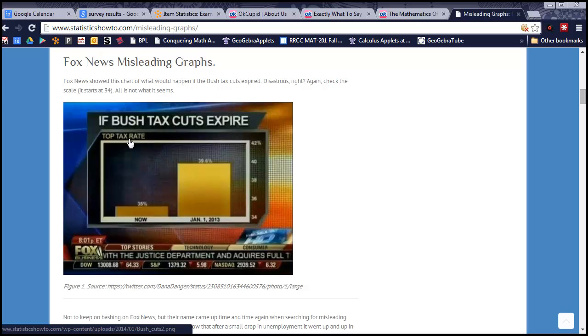This is talking about the top tax rate now and if the tax cuts expire in these two bars. It looks like the top tax rate is way higher in the second bar than in the first bar. But if you notice the axis, at the bottom of the axis is 34%, the top is 42%. Because they're not starting the axis at 0, they're really magnifying this gap, whereas really the bars should keep going down.